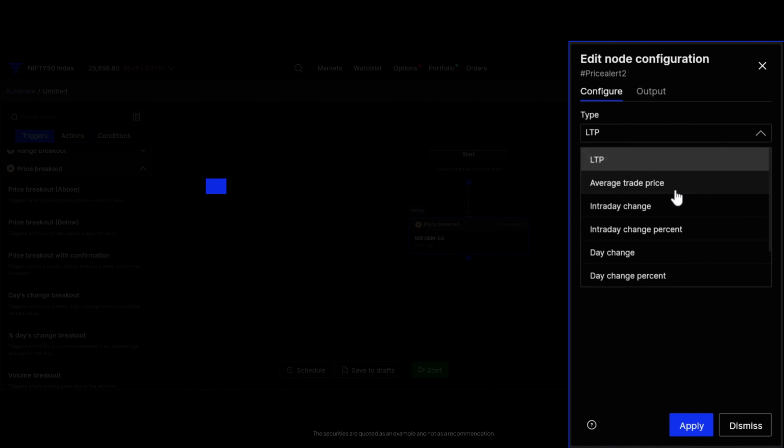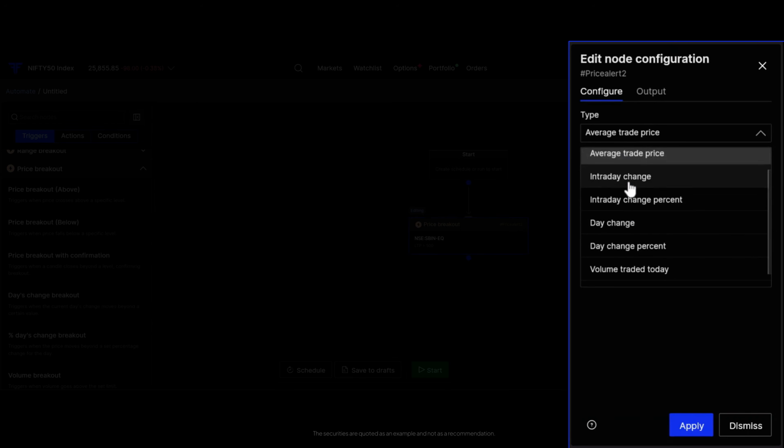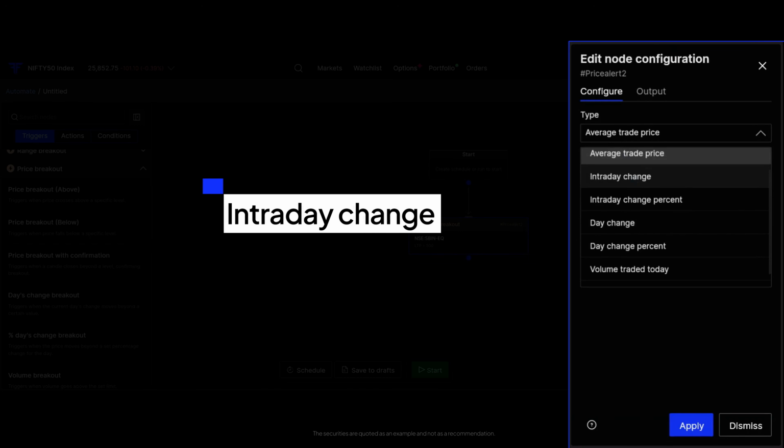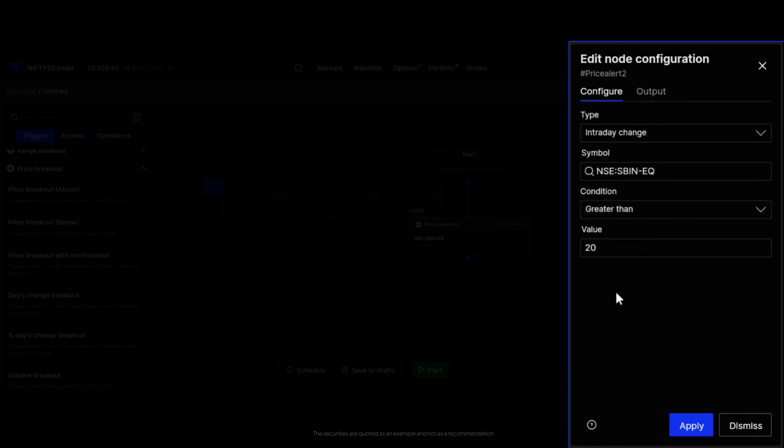If we select Average Traded Price, the system checks if the volume-weighted average traded price of the day is greater than 500. We can also check the intraday change, such as the intraday change percentage. For intraday change, we can specify a 20 rupees intraday change.